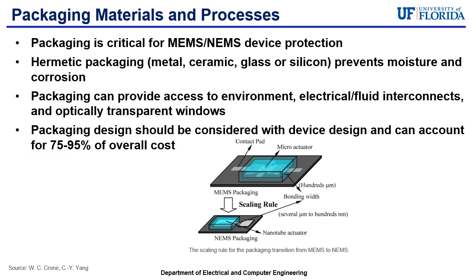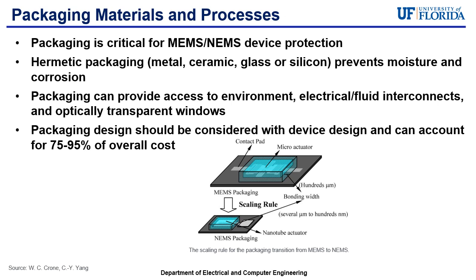The packaging materials and processes are critical for MEMS and/or NEMS device protection. Hermetic packaging, which is the outer packaging of the components that protects the components from environmental damage, typically uses metal, ceramic, glass, or silicon to prevent moisture and corrosion. Packaging of these devices can provide access to the environment, electrical fluid interconnects, and optically transparent windows. Packaging design has to be considered with device design and can account for 75 to 95% of overall cost of MEMS and NEMS production.